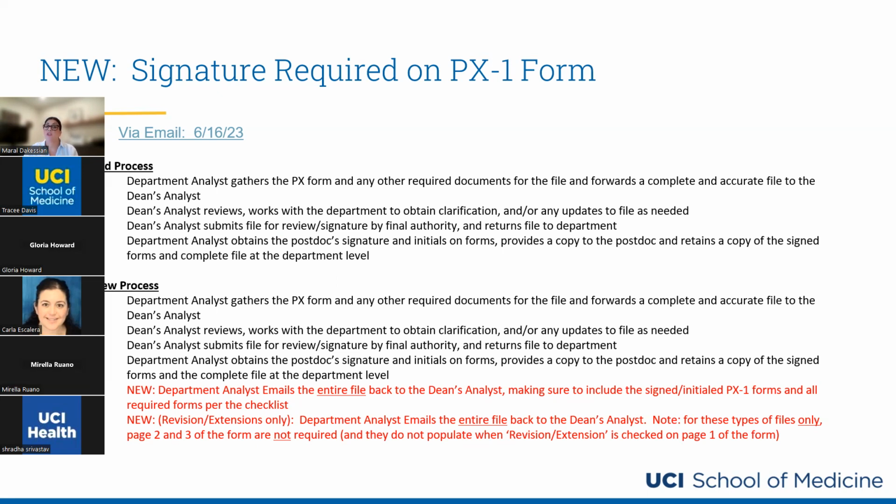And there are a couple pages that require their signature or initial. So make sure that if your PX1 form will automatically populate extra pages, make sure to look at those extra pages because you'll see at the very bottom right hand that it needs the initial. I think it's just the initial appointment file that needs initial on page 2 and 3, as well as the PX1 form. I believe if it's a reappointment or a revision, you just need the postdoc signature on page 1. I could be wrong. So double check that for me.